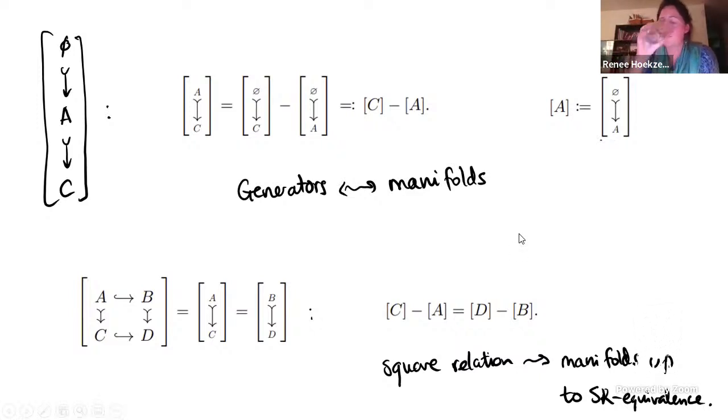So now I've reached a point where I'm identifying the generators of my pi1 with manifolds. All of this was in order to get down from a cube, which was 8 different manifolds with all these different maps, and I've now said that I can represent that by just one manifold. Okay.